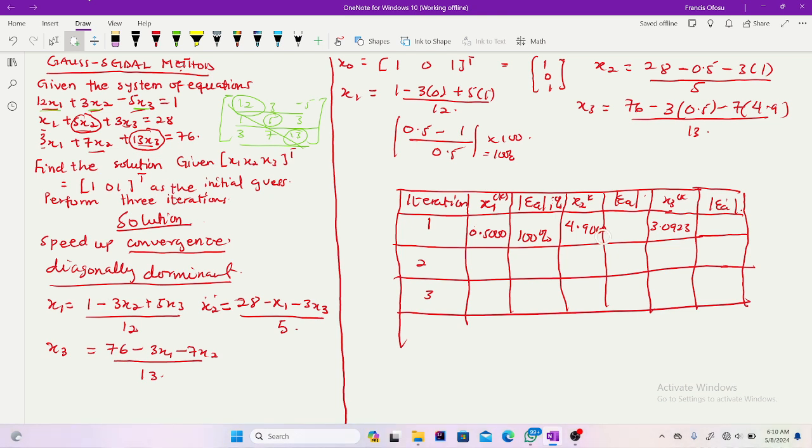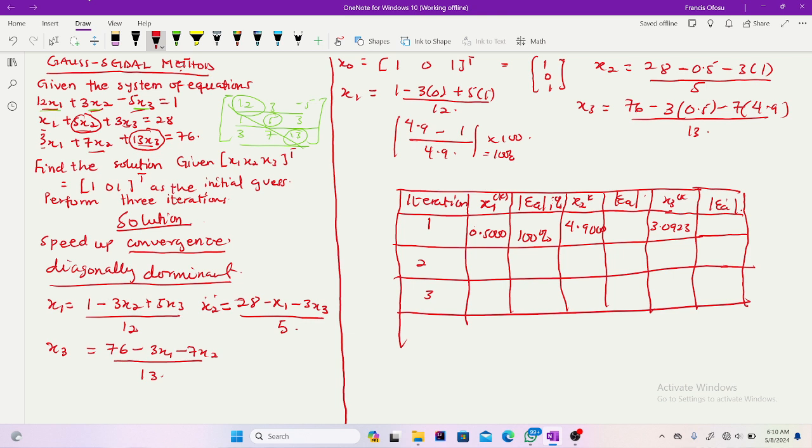So you do the same for each. For x2, we have 4.9 minus 1, all over 4.9, times 100, and that gives us 79.59.